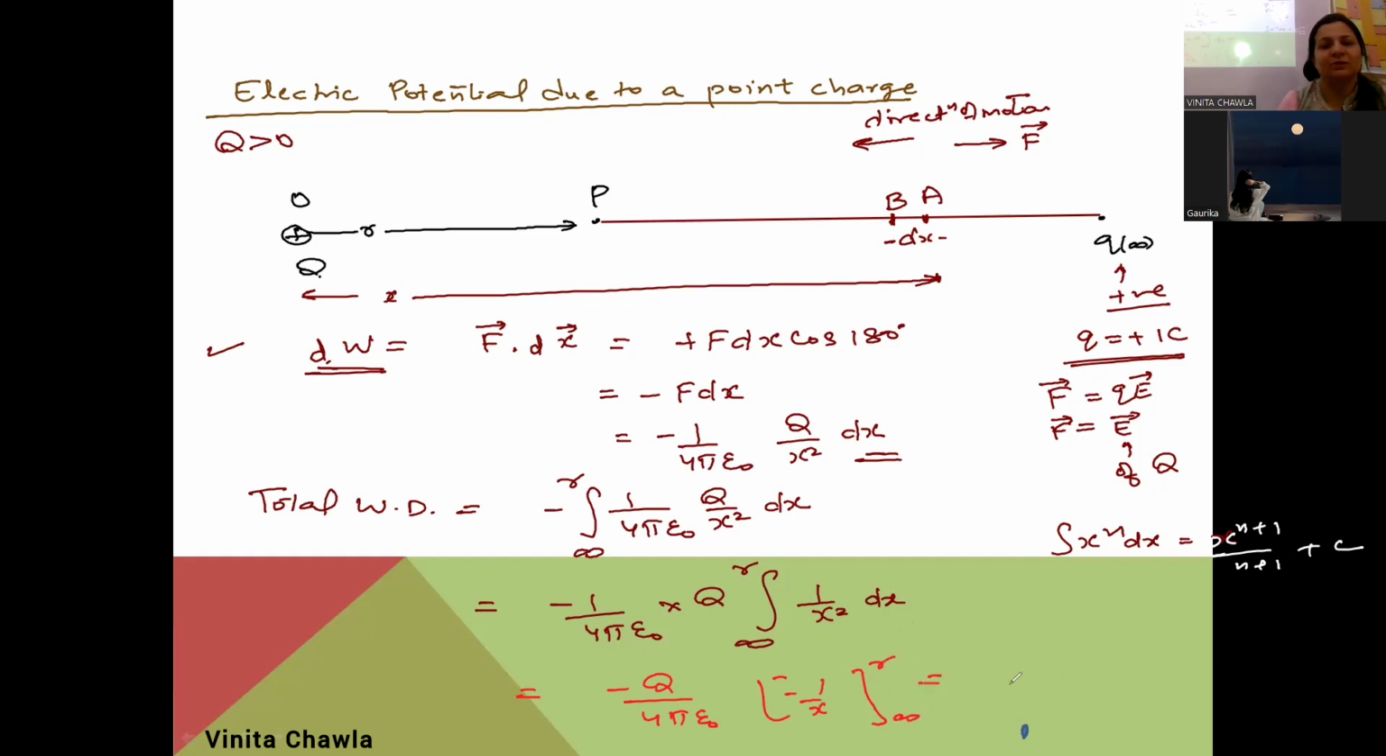Okay, now put the values here. What will you get? 1 upon 4 pi epsilon naught, q by r. So this is the total work. And the charge we are taking is unit positive charge. Okay.